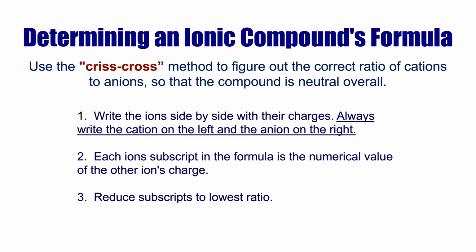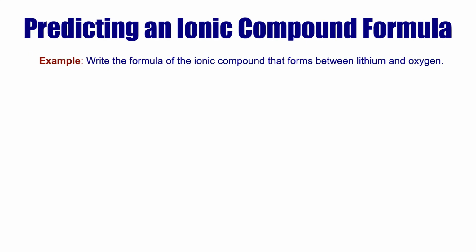The method that we're going to use in order to figure out the formula of an ionic compound is called the crisscross method. So let's go through a couple examples and I'll show you how to use the crisscross method in order to figure out the correct formula. My example asks to write the formula of the ionic compound that forms between lithium and oxygen. My first step is always to write the cation on the left and the anion on the right-hand side. Lithium is a metal. Metals lose electrons to form cations, so lithium is going to be my cation. Lithium forms an ion with a charge of +1. So I write the lithium symbol and a +1.